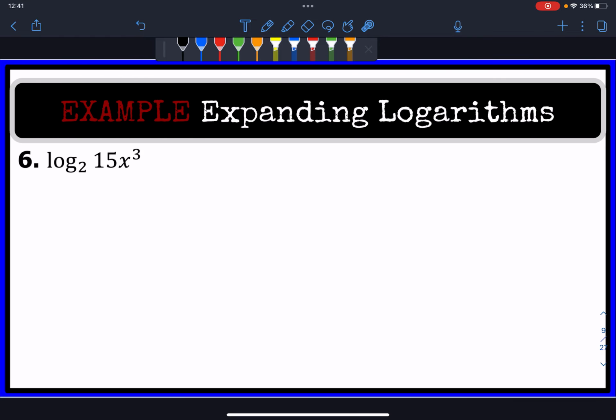Now to expand this one, the two things that are being multiplied here are 15 and x to the third. So to expand this, I would give each one of these its own log, writing log base 2 of 15 and log base 2 of x to the third. Again, just worrying about our product rule, we expanded by writing log base 2 of 15 plus log base 2 of x to the third. Now 15, again, we could expand because 15 is technically the product of two values, but we won't.